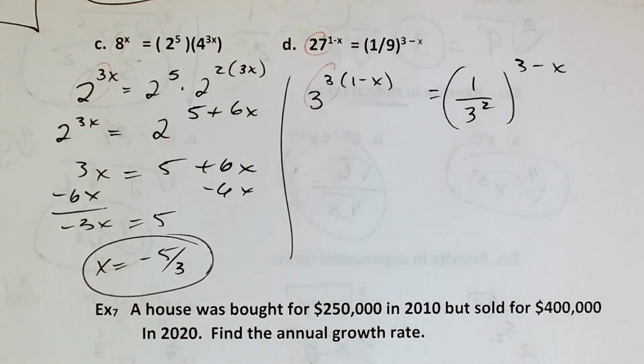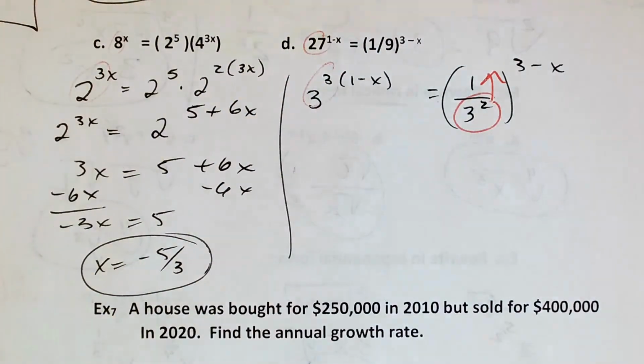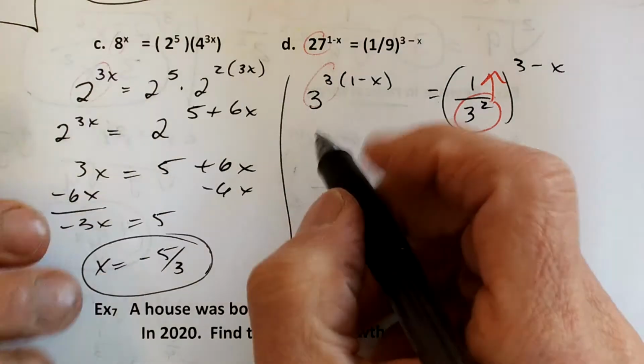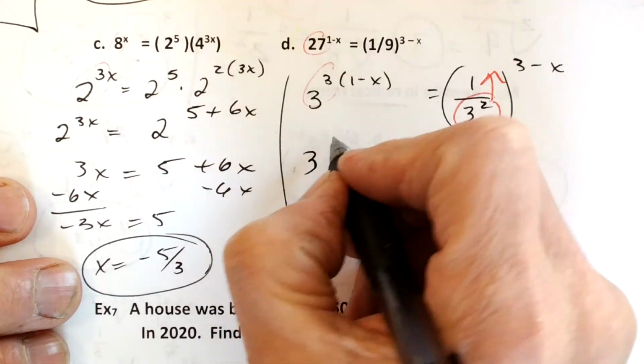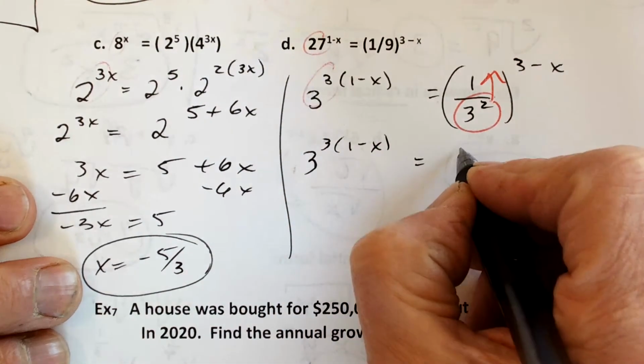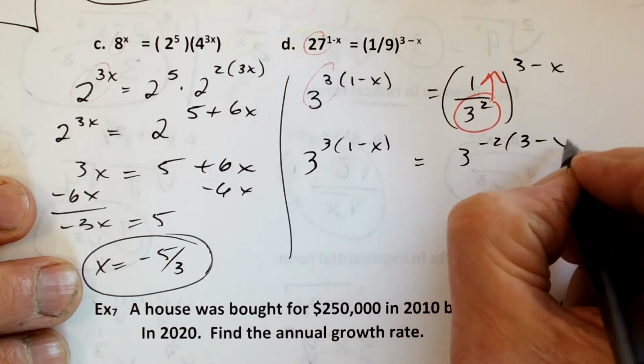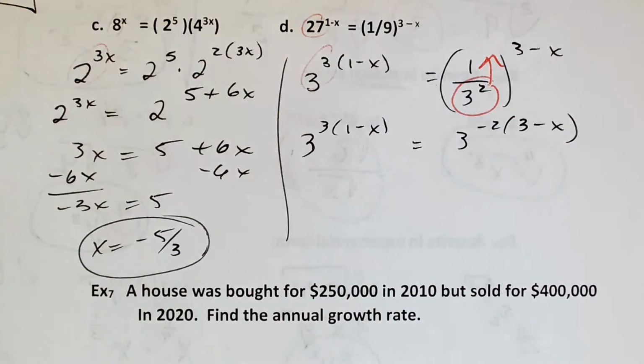I'm going to do one more thing, and I'm going to bring this one up and make it a 3 to the negative 2. You okay with that? Because then I got 3 to something equals 3 to something, right? So I'll rewrite this as 3 to the 3 times (1 minus x) equals 3 to the negative 2 times (3 minus x), okay? And now I've got 3 to something equals 3 to something. I got the same base.